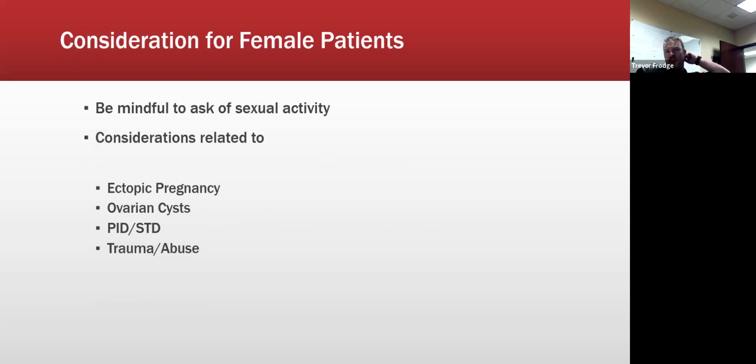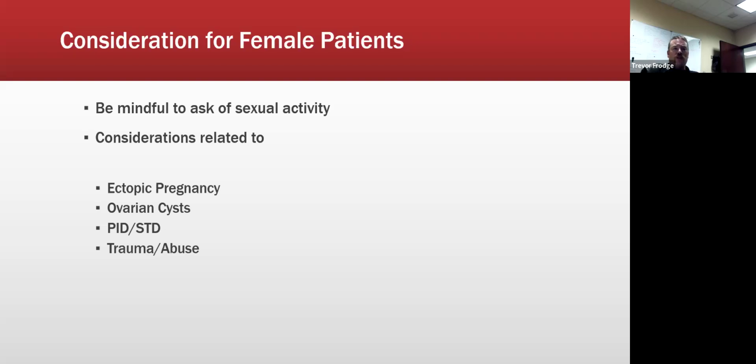Other things to consider for female patients is to make sure we're mindful of sexual activity. So we have to have considerations related to ectopic pregnancy, because while it could be appendicitis, it very much could also be an ectopic pregnancy. It could also be ovarian cysts. So an ovarian cyst ruptures, that can cause lower quadrant pain as well, either on the right side or the left side. It could be pelvic inflammatory disease or other sexually transmitted diseases.